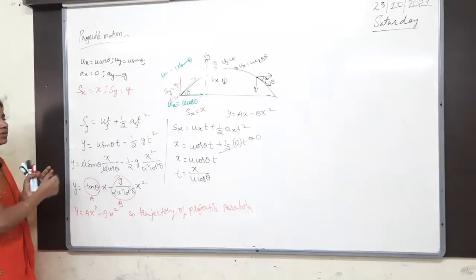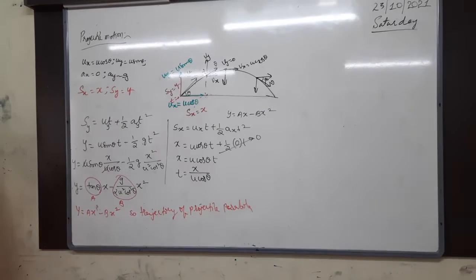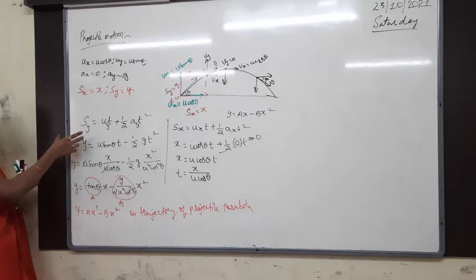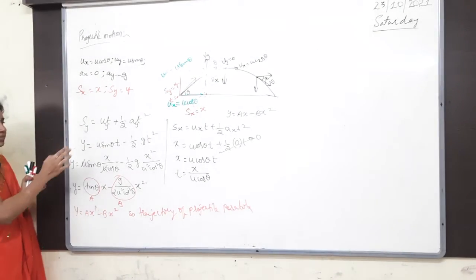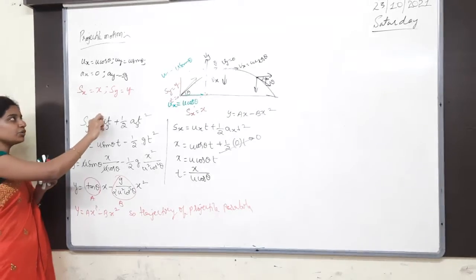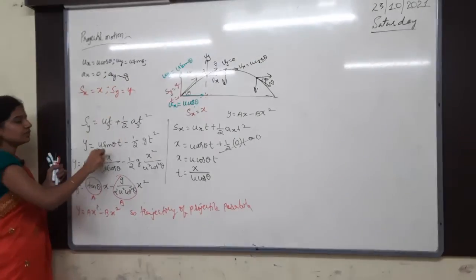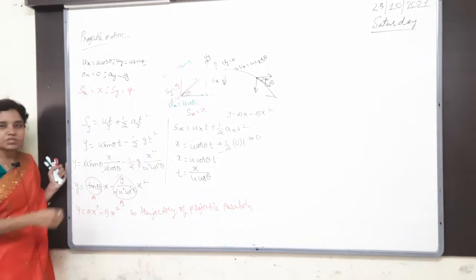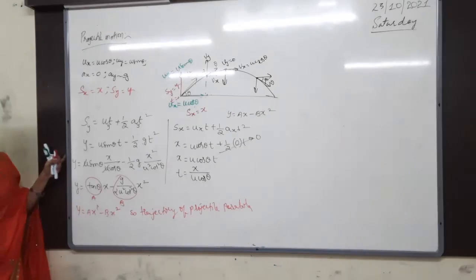Take all the components and you have to prove that y is equal to ax minus bx square. For that purpose, I have taken Sy first. Sy is equal to uyt plus half ayt square. From that, uy is equal to what? u sin theta into t minus half g into t square. I have the equation in terms of t, but I should get the equation in terms of what?